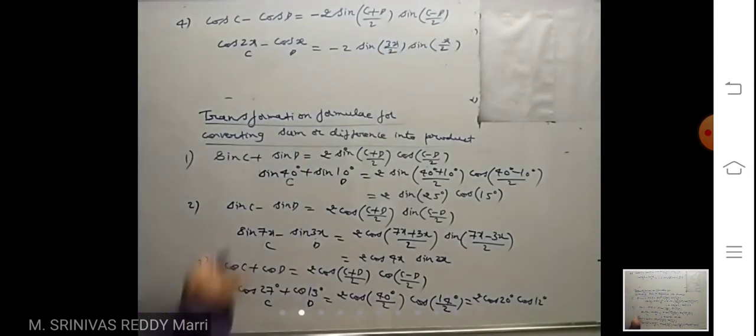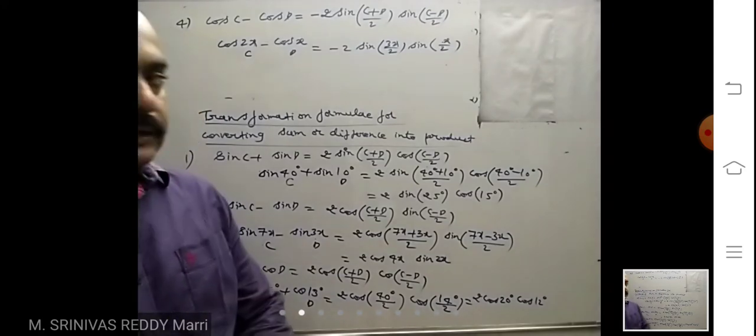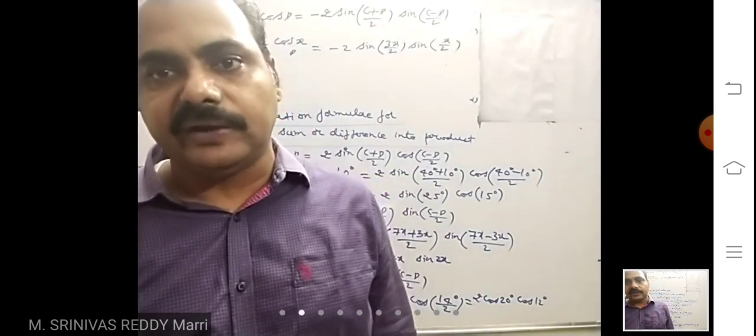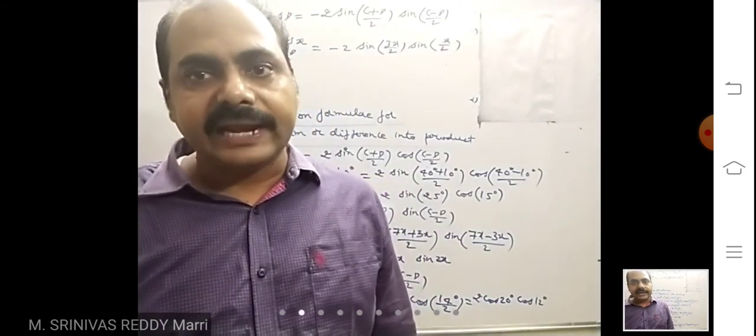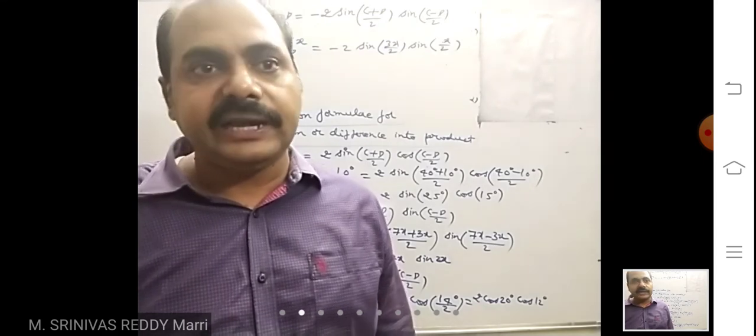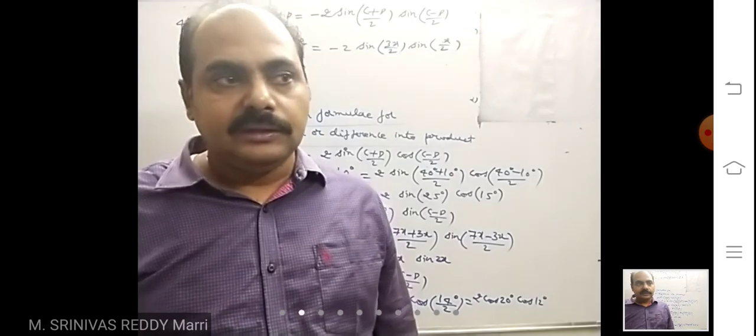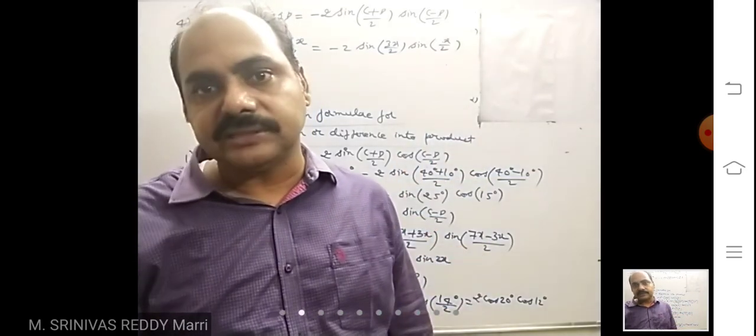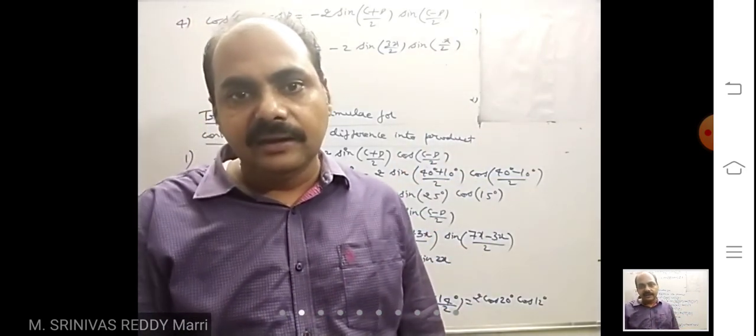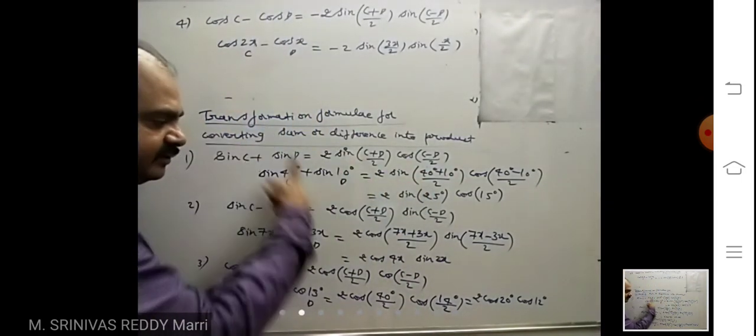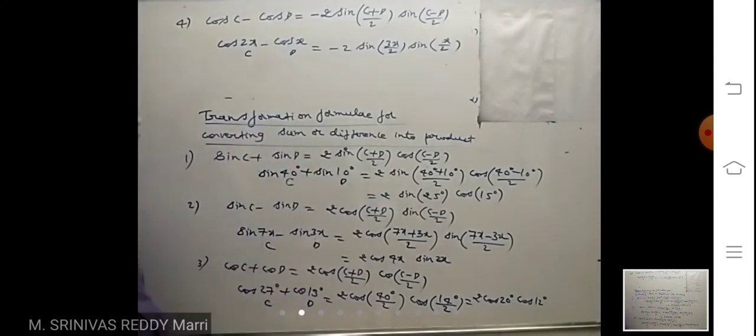Like that, you can convert sum or difference into product. The first set of four formulas is converting product into sum or difference. The second set of four formulas is converting sum or difference into products. We will apply these formulas also with compound angles and transformation rules. Whenever you want sum or difference in product, use this. Whenever you want product in sum or difference, use the first set.